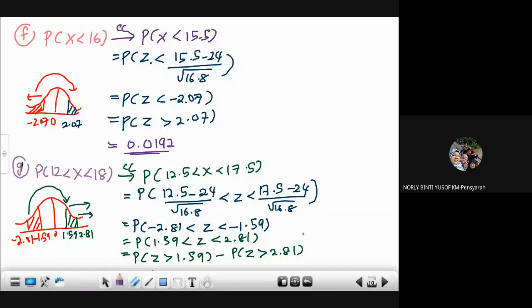Okay, so bila baca nanti kat table, jawapan nilai Z adalah 0.0559 untuk 1.59, tolak dengan 2.81, 0.00248. 5 tempat perpuluhan lah. So jawapan pun akan jadi dalam 5 tempat perpuluhan bila you tolak, 0.5342.